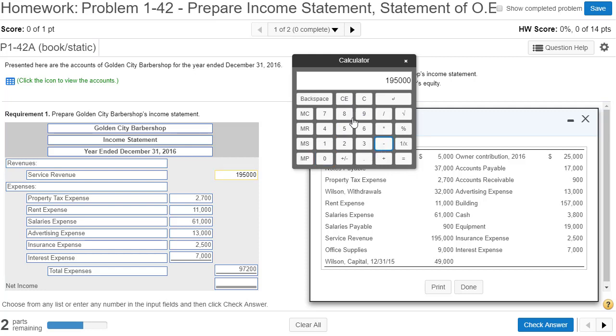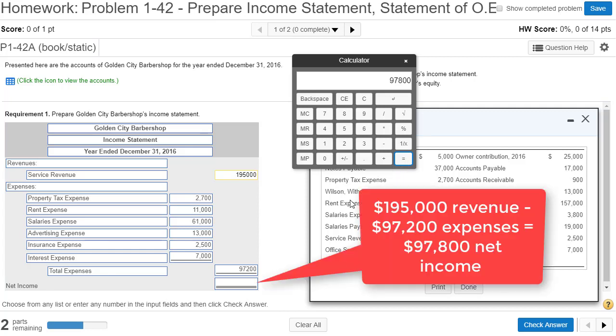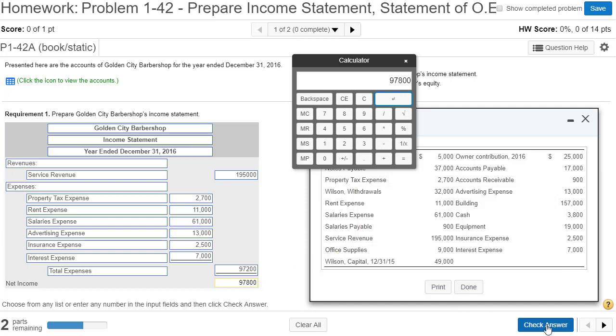195,000 subtract 97,200 gives me a net income of 97,800. So I'm going to click here, hit the arrow, and it shoots it over there for us. So this company does have a profit.